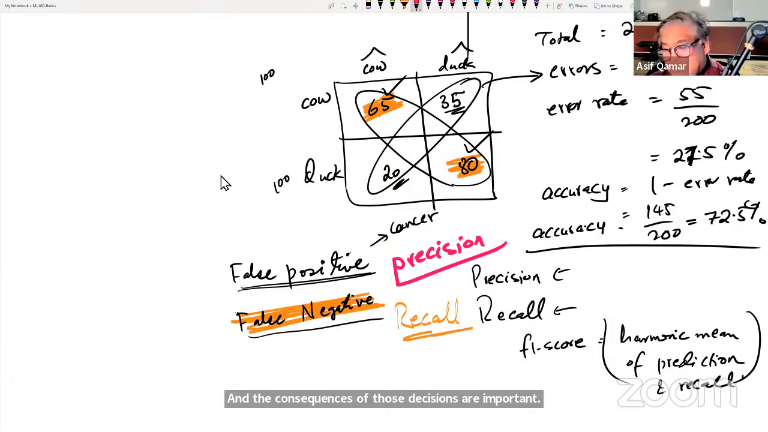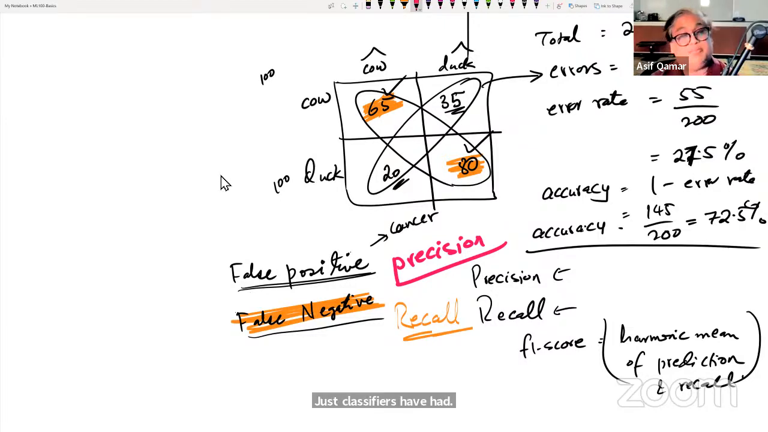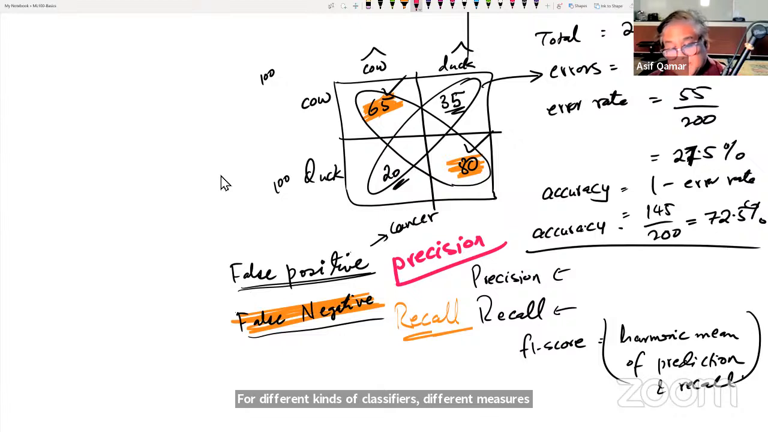Obviously this field is vast. Just classifiers have had, I should imagine, hundreds and hundreds of PhDs written on them, for different kinds of classifiers, different measures of classifiers, etc. I won't speak more about it. I would like to pretty much end today with this.